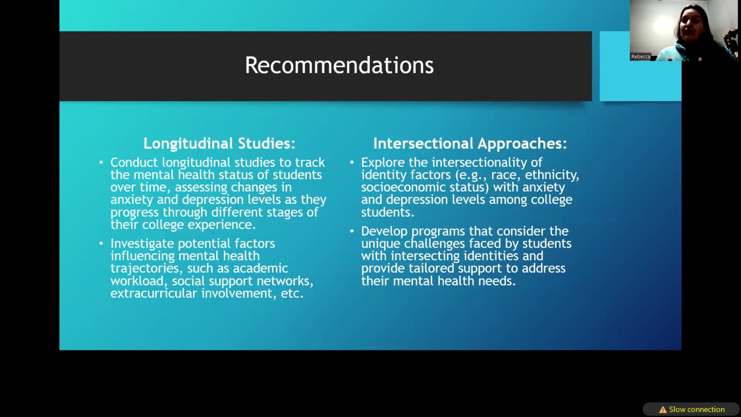And we could also do intersectional approaches by exploring the intersectionality of identity factors, race, ethnicity, socioeconomic status, with anxiety and depression levels among college students. We could also develop programs that consider the unique challenges faced by students with increasing intersecting identities and provide tailored support to address their mental health needs.